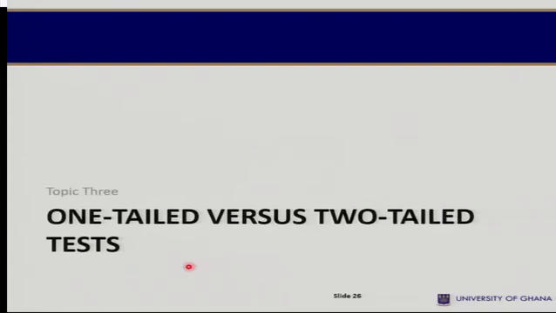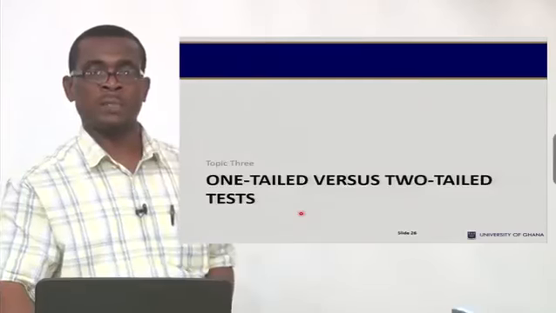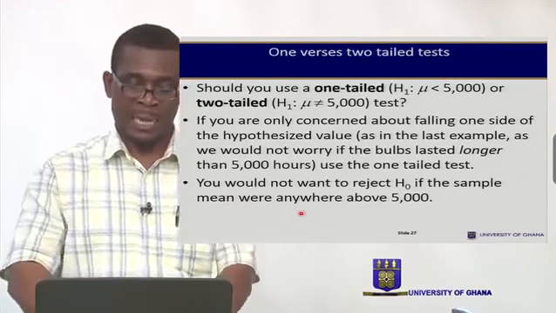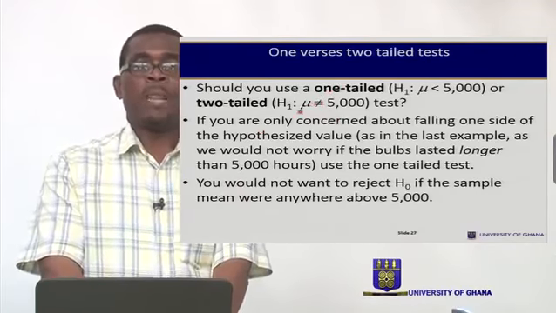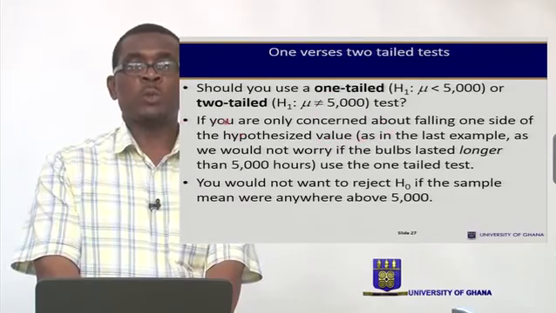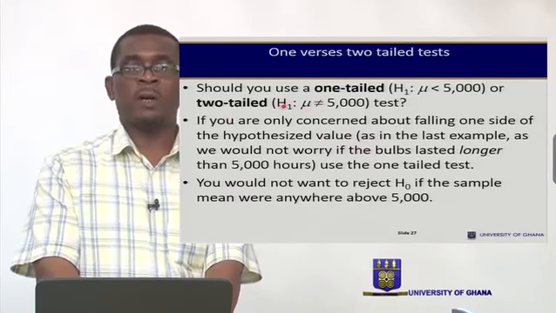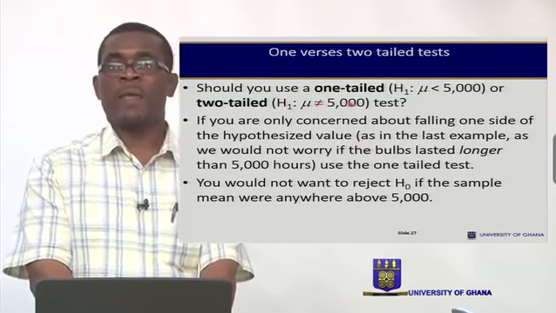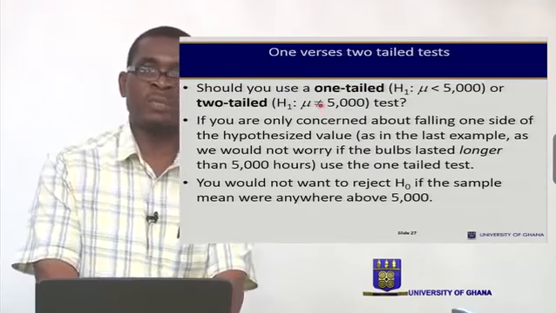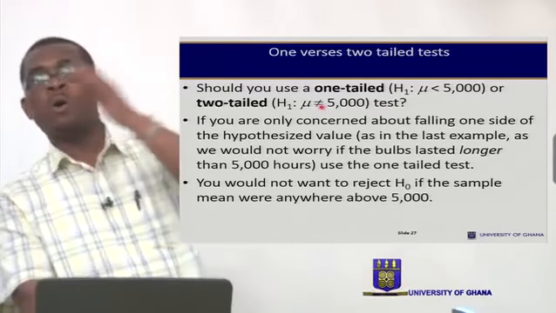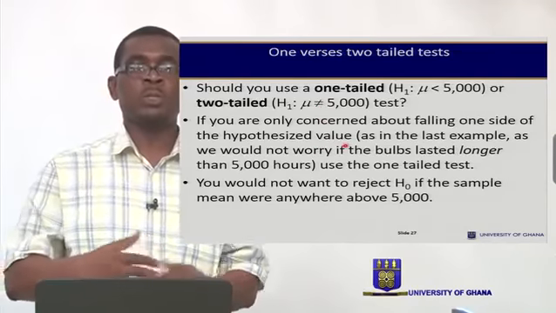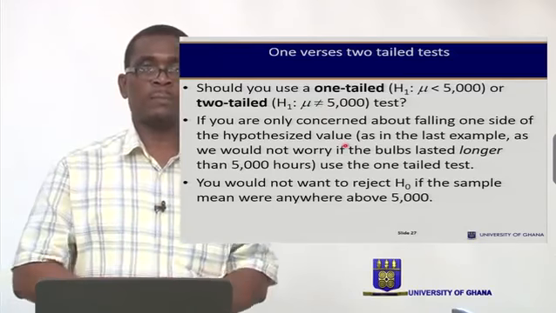Now let's talk about one-tailed versus two-tailed test. The earlier example looked at a one-tailed test, so the rejection region was just in one tail of the distribution, in the left tail. Were we to use the two-tailed test, we would have written the alternative as mu not equal to 5,000. So not equal to 5,000 means it could be less than or greater than. But when will you use the two-tailed test?